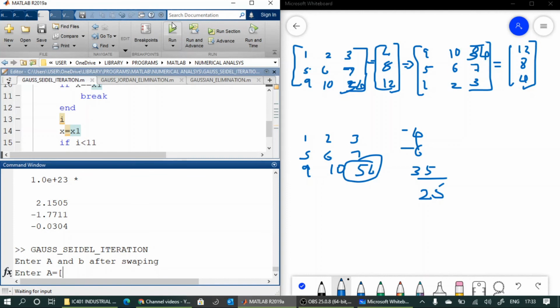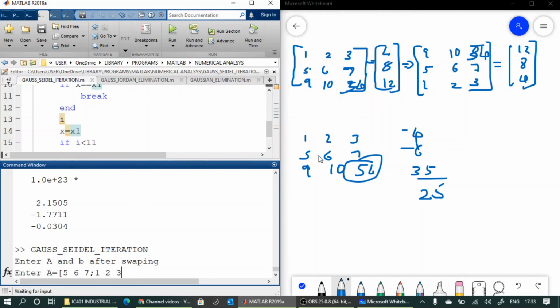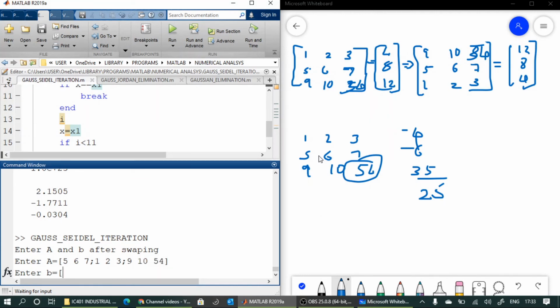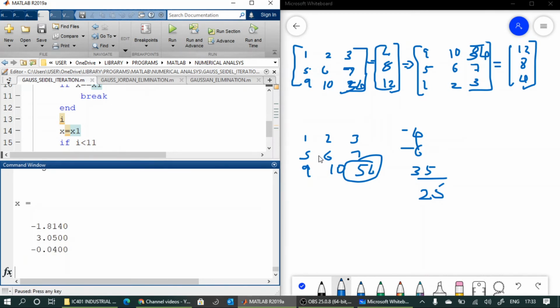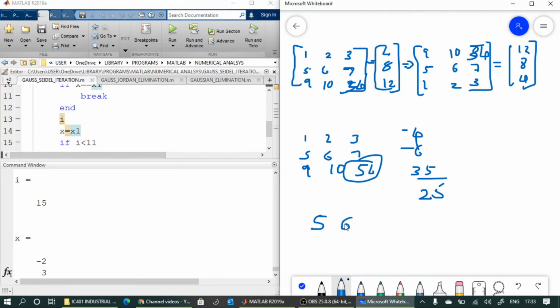The first component is the largest value. This element will become the largest value if you select 5. So 5, 6, 7, then 1, 2, 3, then 9, 10, 54, then 8, 4, 12. That is converging. That one is better, right? 50 steps. So this swapping is giving a large speed of response.